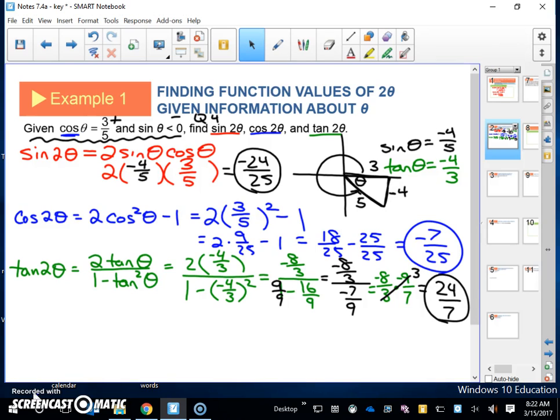And that's it. This is a very common problem, and you're going to have to do that. But in order to do one of these, just find the right identity on the board or on the formula sheet.